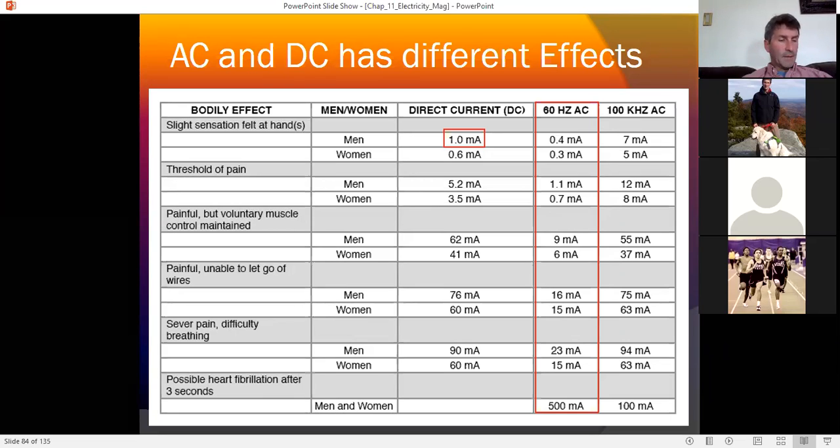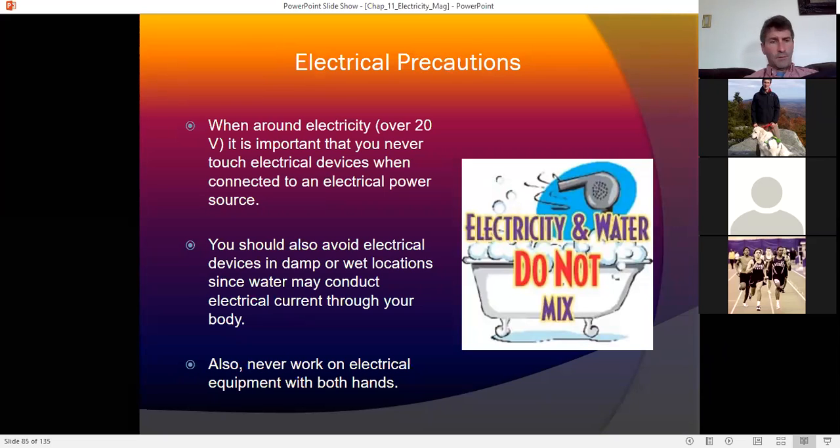Once again, you can see that DC has a slightly different threshold of feeling than AC. Usually with AC, you feel it earlier. It's more painful. You lose control to release. And also, heart fibrillation after 3 seconds at a half an amp. So again, it all depends on how you make contact with it.